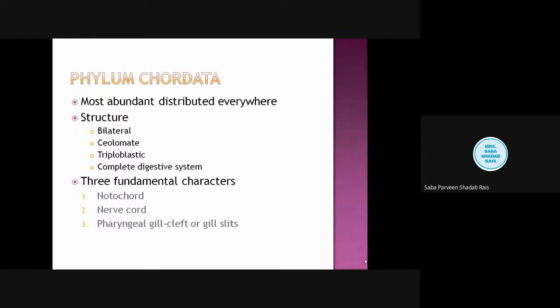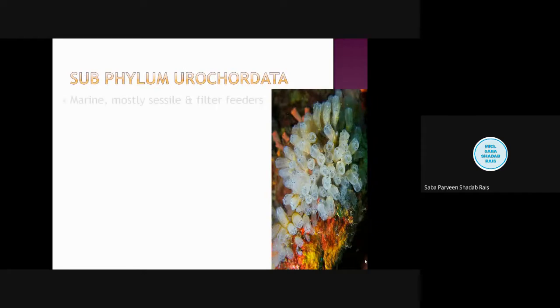Now see this fundamental character, if it is present, you have to learn these three fundamental characters by heart, because whenever you are writing the classification, at that time you are mentioning phylum Chordata. So these three things should be there: notochord present, nerve cord present, pharyngeal gill clefts or gill slits present. Is that clear? So these three fundamental characters are very important to identify that the animal belongs to the phylum Chordata. Subphylum Urochordata first we will talk about, and thereafter we will be talking about the next two divisions as well.